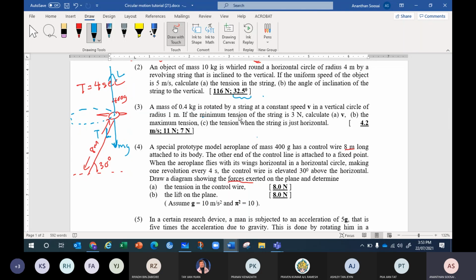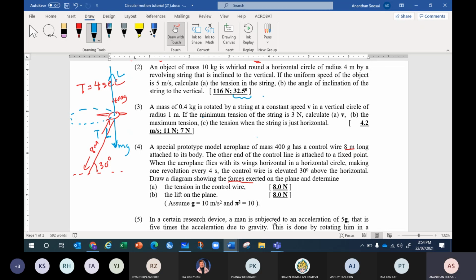Now, can you use your circular motion knowledge to find the tension and the lift force? How are you going to find T and L? Write the 2 equations as usual. What equals the centripetal force? Vertically, the forces must be balanced up and down. You get 2 equations, and from there you can solve it. Same technique. Come on, 1 minute. Try to get 8 Newton for both. Tension down, mg down, L up.